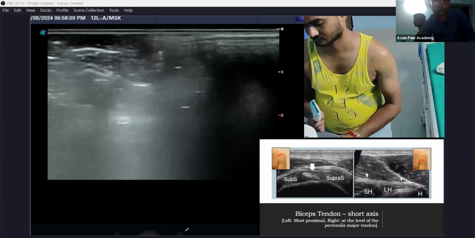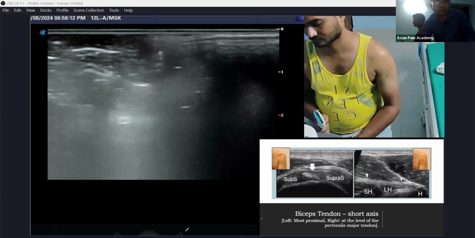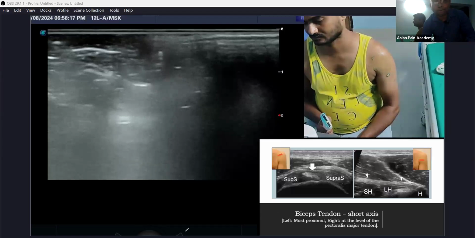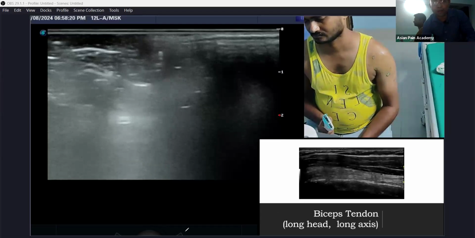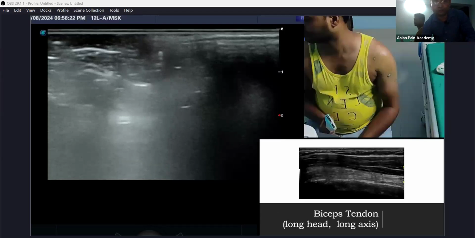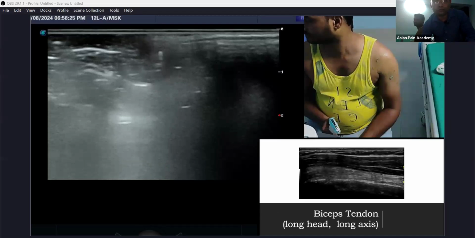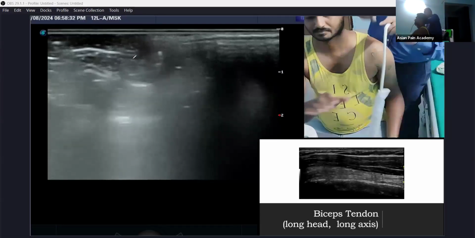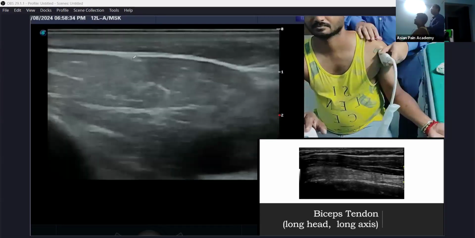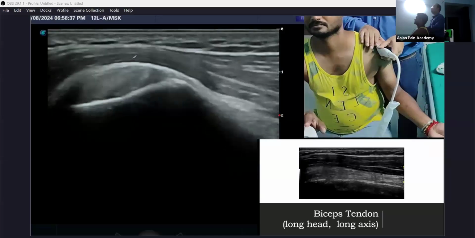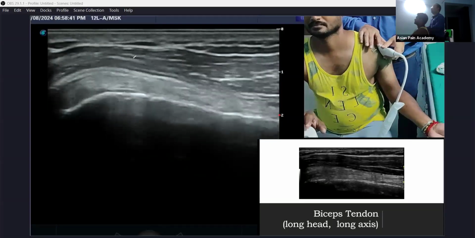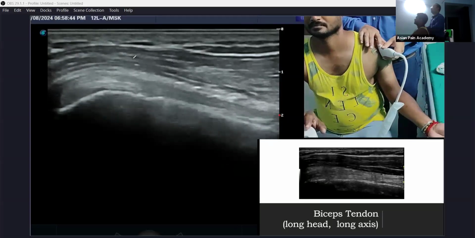What's that? Just a minute. Okay, so this one. Okay, so already I showed the long axis in the groove area, bicipital groove area. Yes.